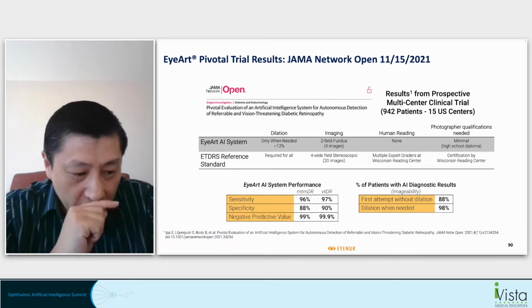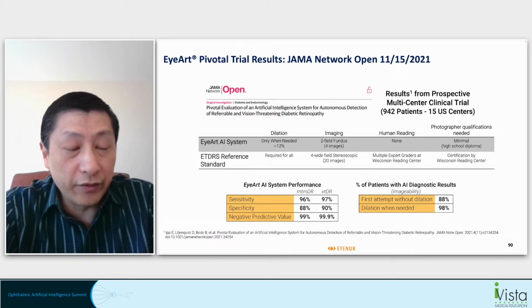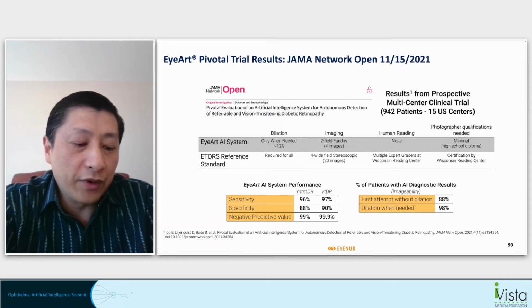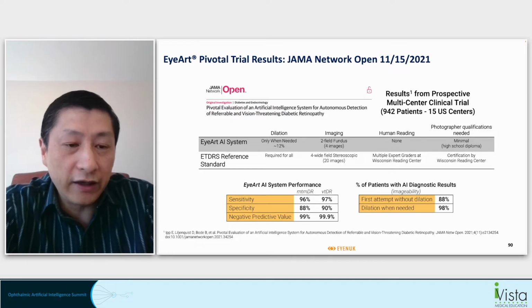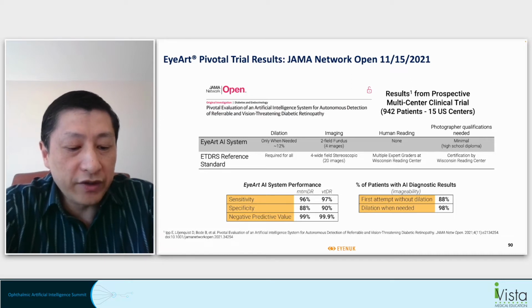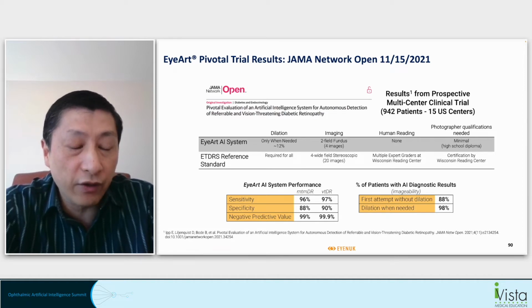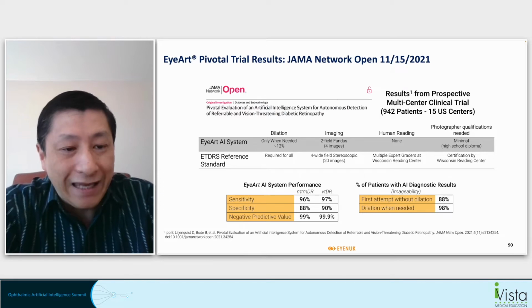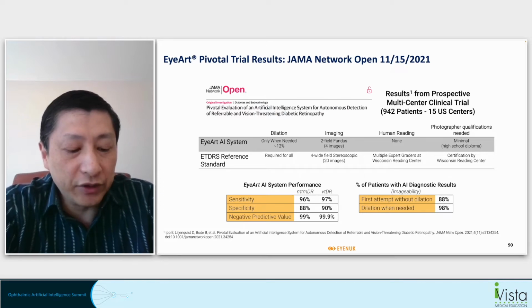Okay. First of all, a diagnostic technology's accuracy, regardless of whether in ophthalmology or beyond, needs to be rigorously validated. For example, IR has been extensively validated around the world. Recently, JAMA Network Open published a paper with results from IR's prospective 15-center clinical trial. In this trial, IR achieved 96% sensitivity for more than mild DR and 97% sensitivity for vision-threatening DR. And more importantly, 88% of the patients were able to be diagnosed by IR without dilation.